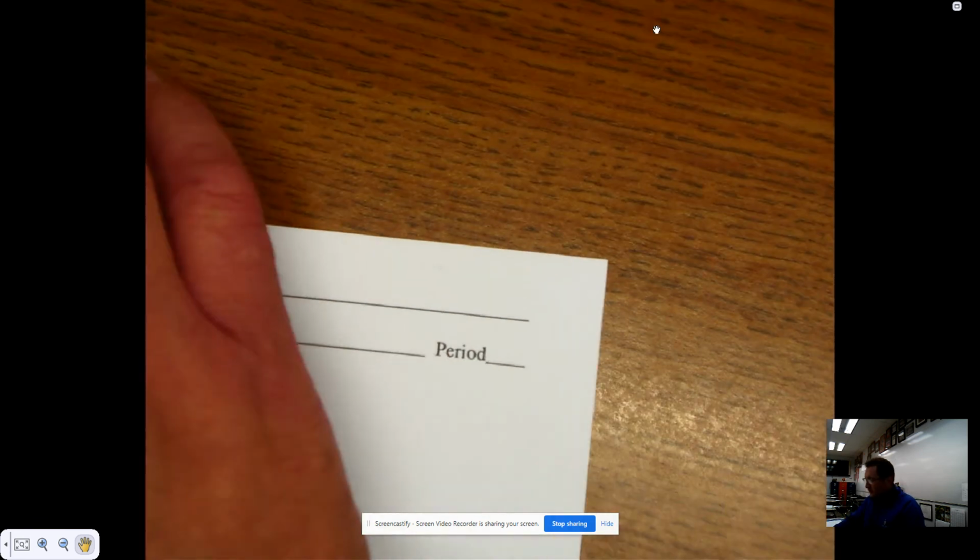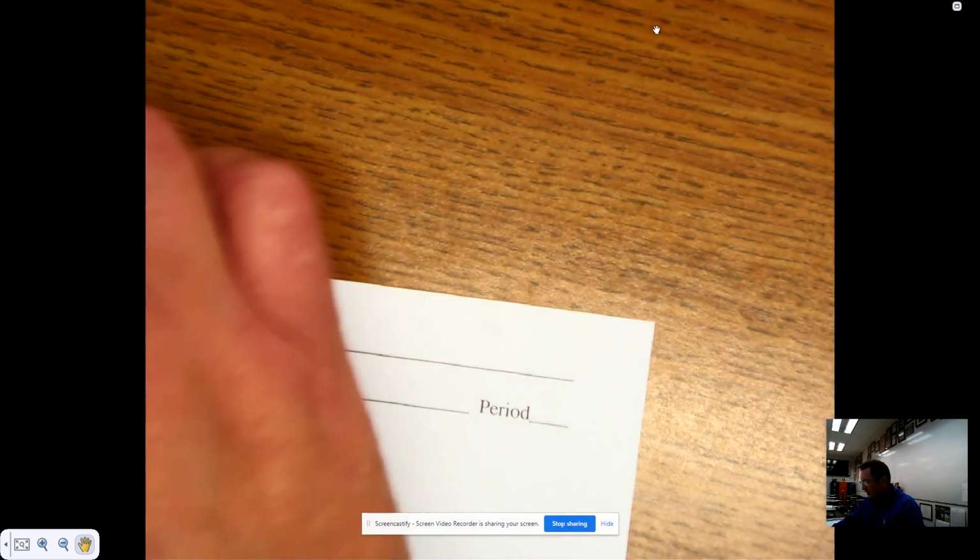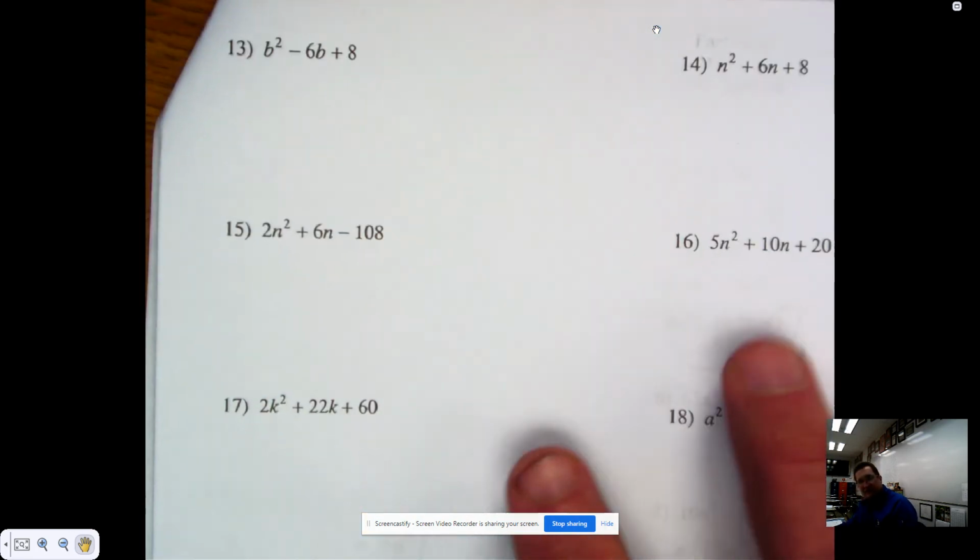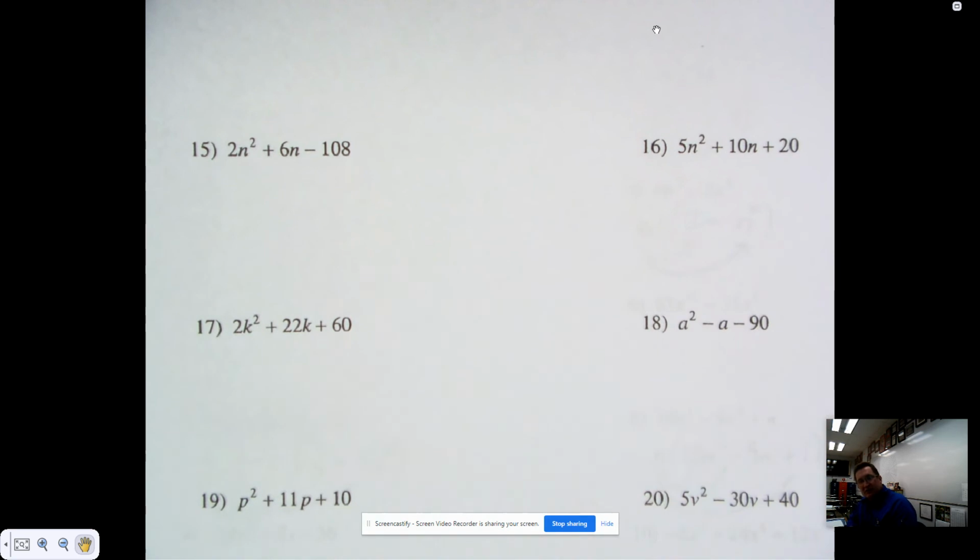Okay, if we flip this page, you're going to find that some of the ones on the next page are in the category where there's not necessarily a 1 right in front. In that case, it's possible that you would want to pull out a greatest common factor first. And so let's try that.